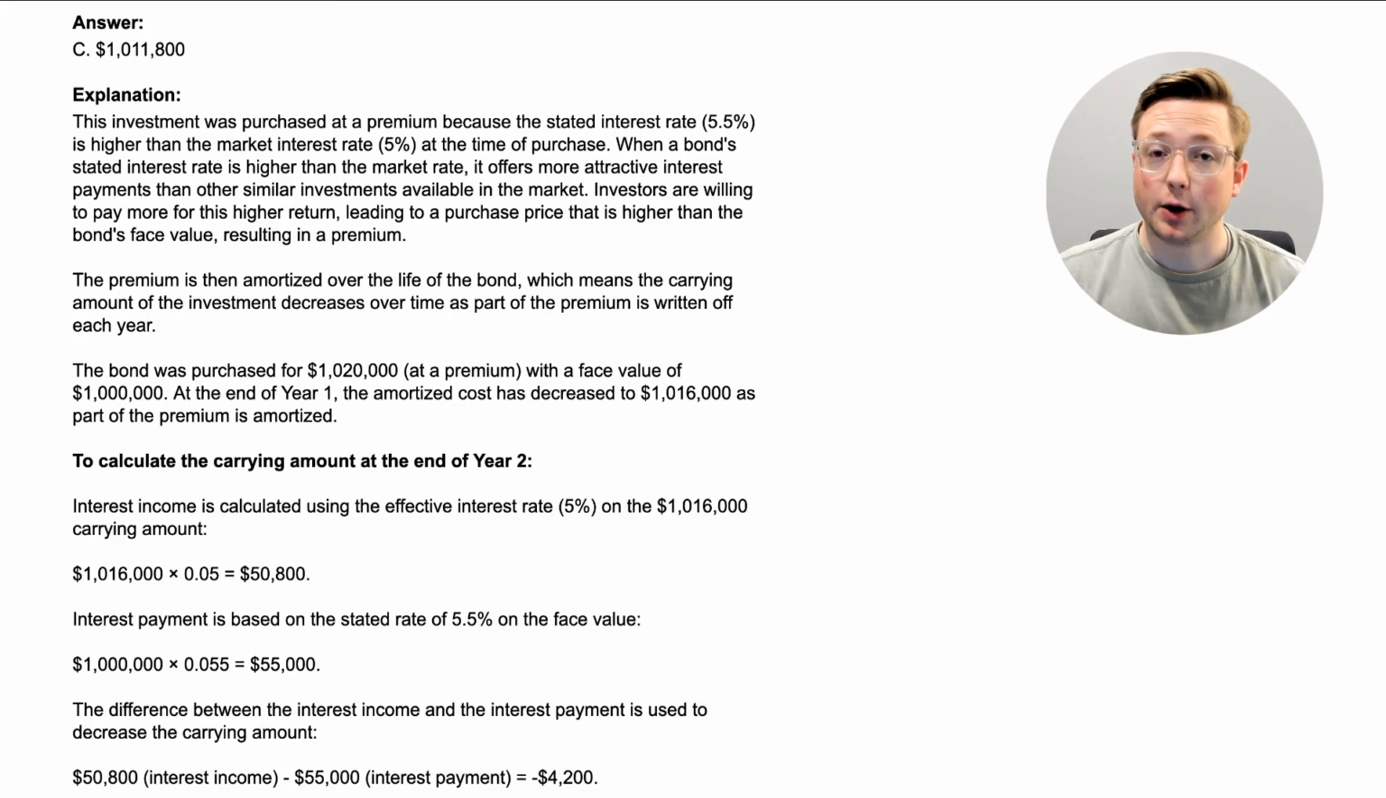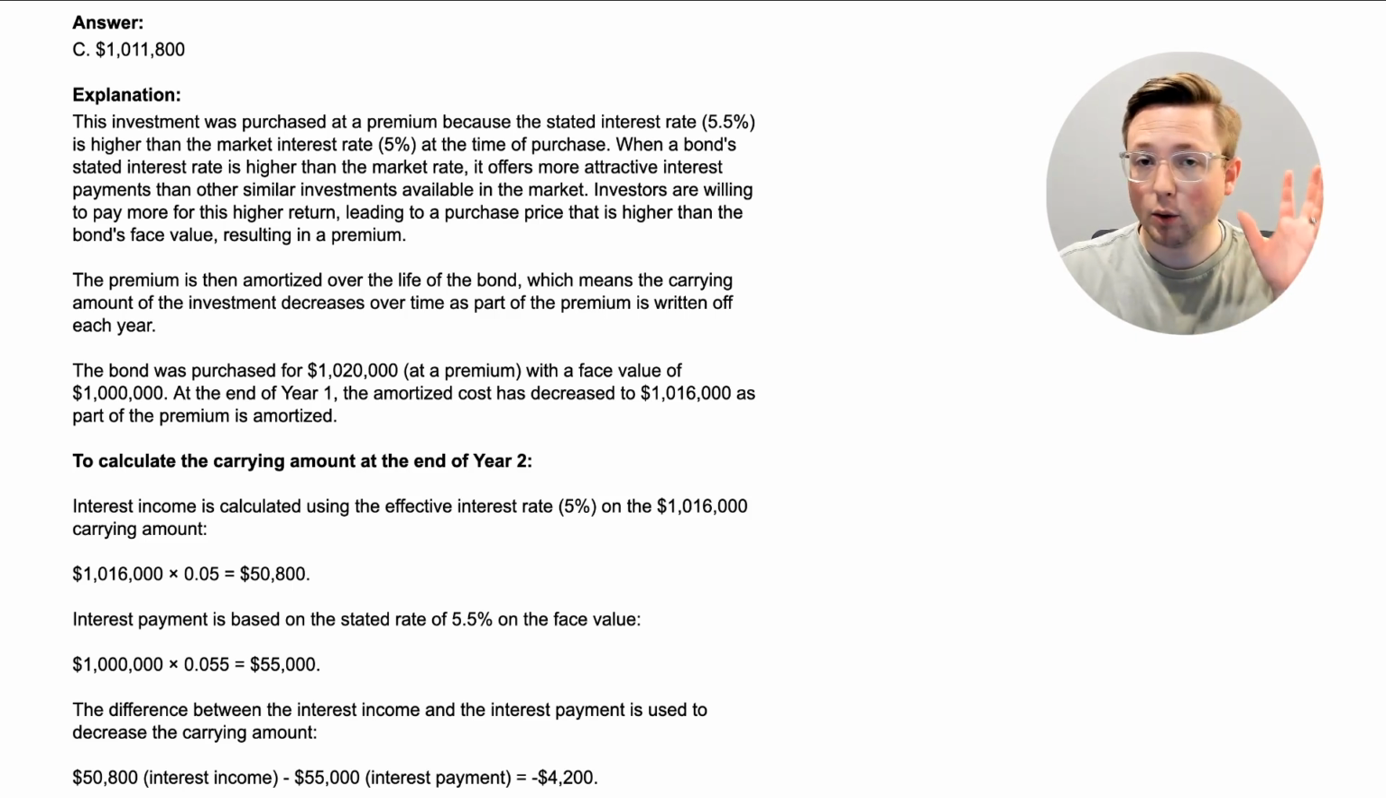All right, here we are. The answer is C, $1,011,800. That is the carrying amount at the end of year 2. So let's walk through this. We're going to talk about premiums, and then we're going to talk about actually calculating it. This investment was purchased at a premium because the stated interest rate, 5.5%, is higher than the market interest rate of 5% at the time of purchase.